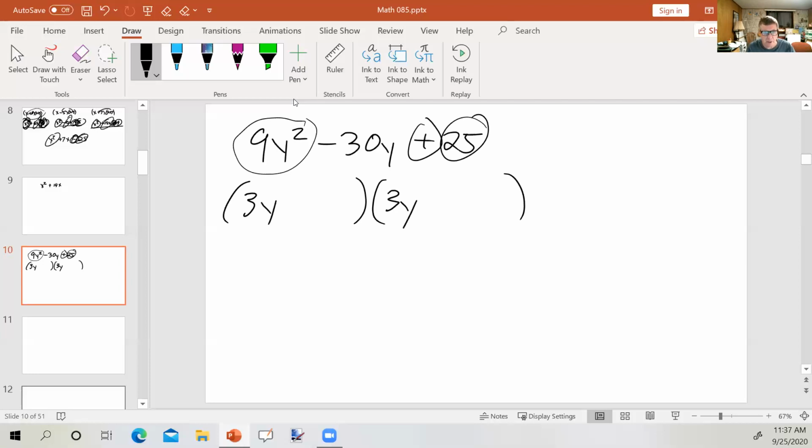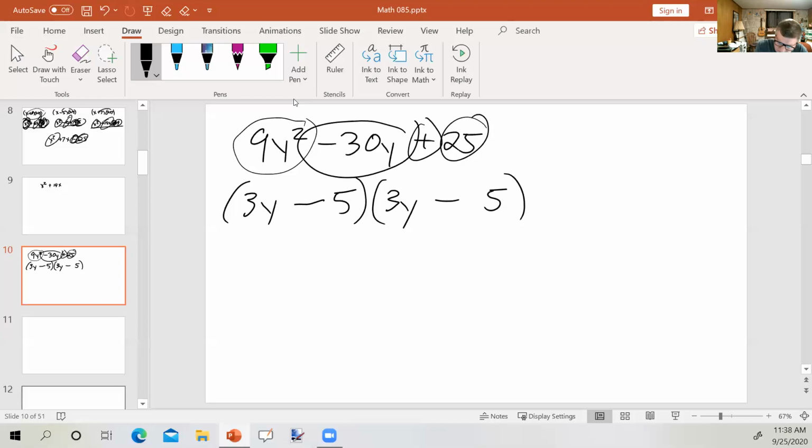Again, you following that okay? Yes, that makes sense. 25 would be 5 and 5. But somehow I need to get negative 30y in the middle. Well, plus 5 times plus 5 would give me plus 25. But then I wouldn't get minus 30y. So these two signs have both got to be negative to get a negative term in the middle.